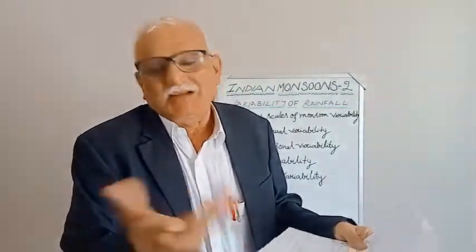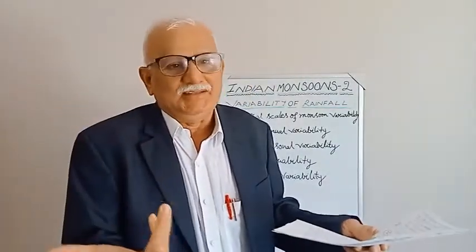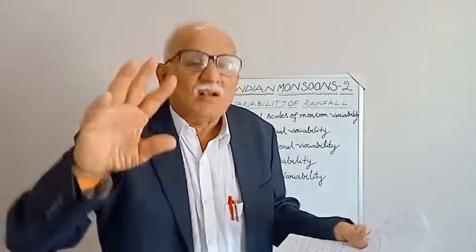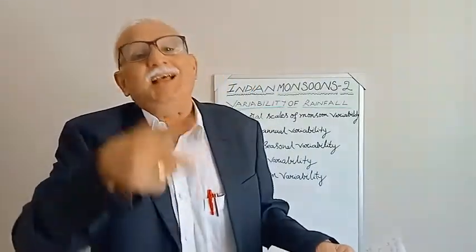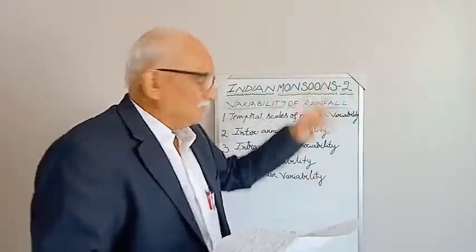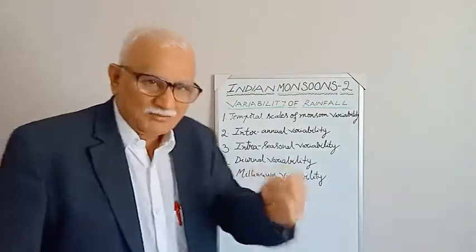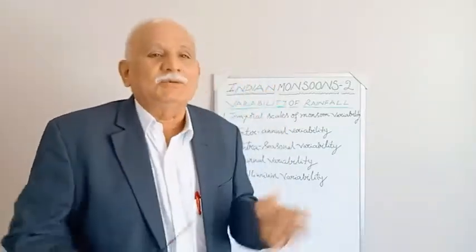Third one, 30 to 60 days. Nobody can do anything. 30 to 60 day oscillations are associated with large scale coupled patterns. See, say large scale. That's what we discuss in the next class. That is monsoon. Now here, diurnal variability and millennium variability, in half a minute I will tell. Diurnal variability of the rainfall.